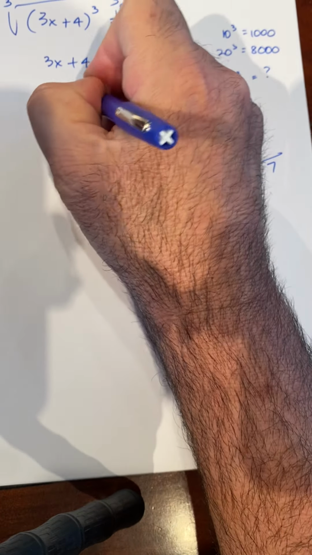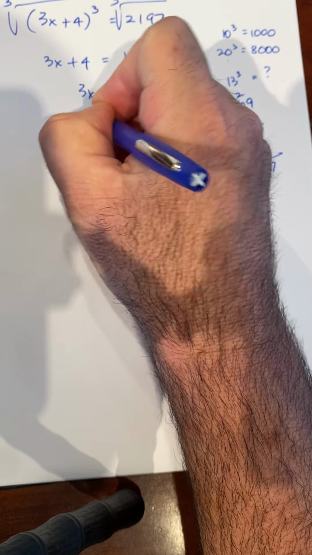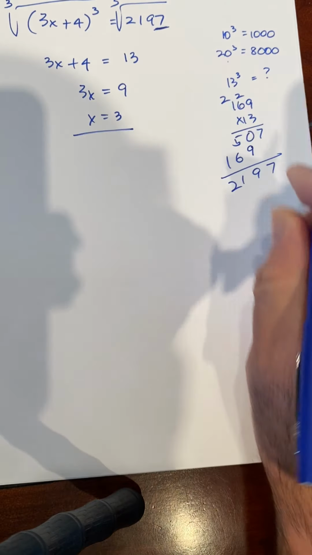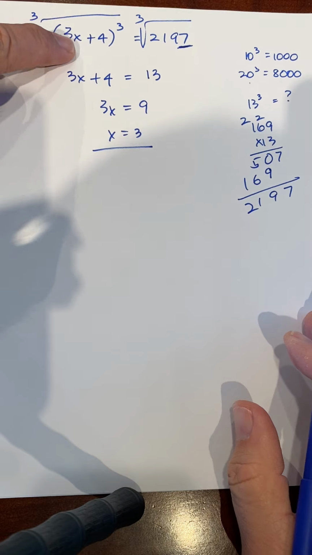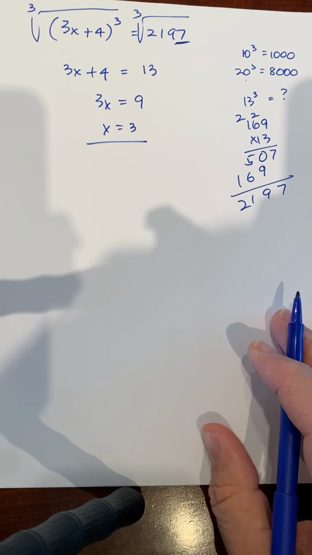Subtract 4 from each side. Divide each side by 3. And x is 3. So that's how you solve a cubic equation. You take the cube root.